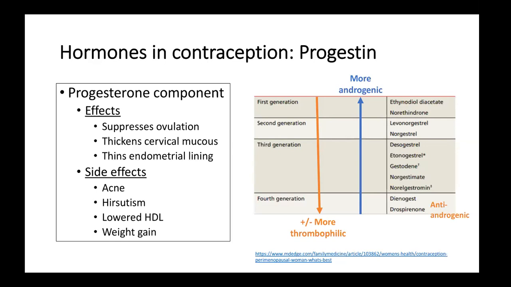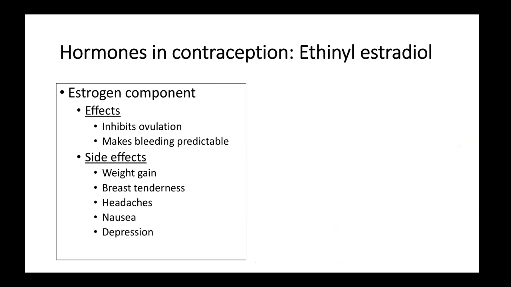It's called drospirenone. The second hormone that's used in contraception is estrogen. So ethinyl estradiol is in most combined hormonal contraception. I think there's one other type of estrogen that I can't remember the name of. Again, their effects here are that it helps to inhibit ovulation.